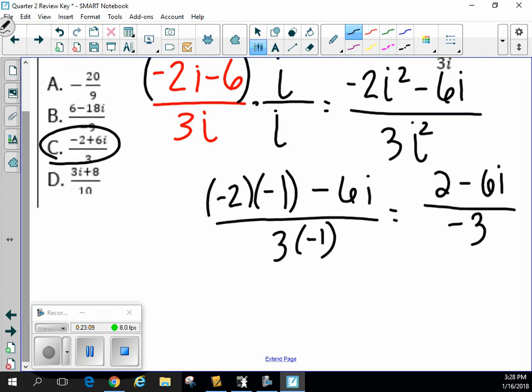To simplify this and keep it all under negative 3, we're going to make the numerator negative 2, and then a double negative here, that's a positive 6i, and then it's still all over 3. So it's the same thing.